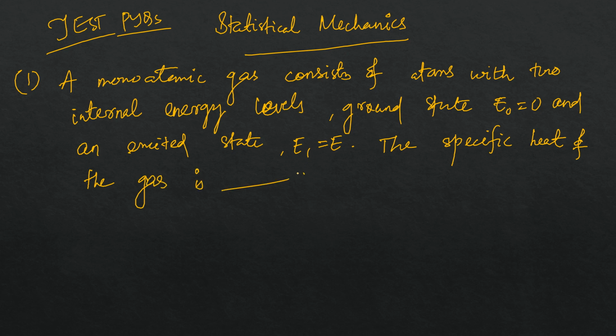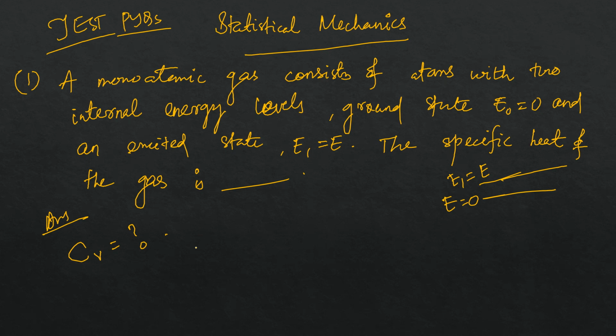see, a monoatomic gas consists of atoms with two internal energy levels. Okay, this is one energy level E is equal to 0. Another energy level E1 is equal to E. Specific heat C is asked. Okay, specific heat is asked. So how to calculate it?